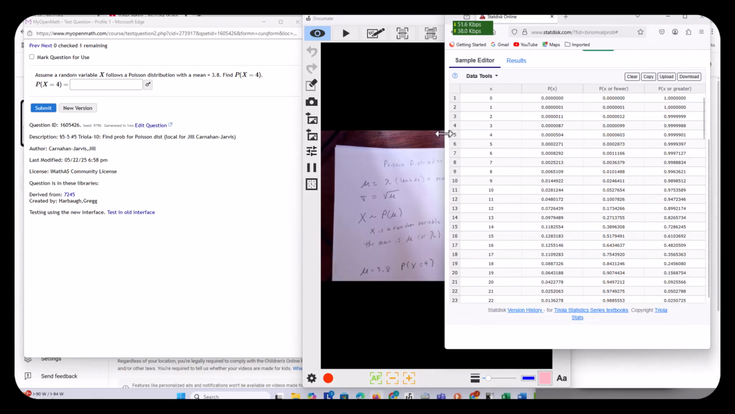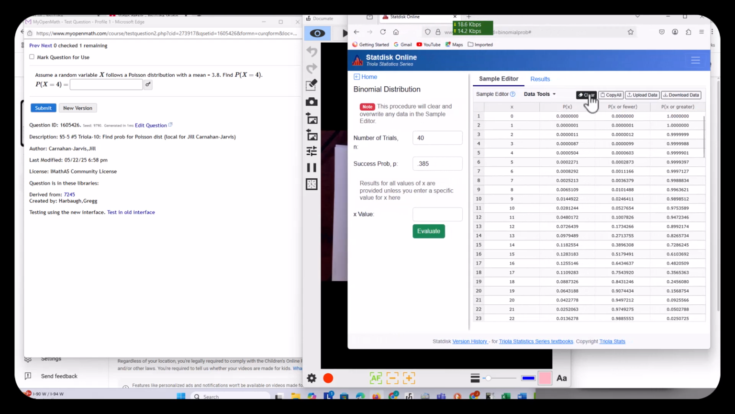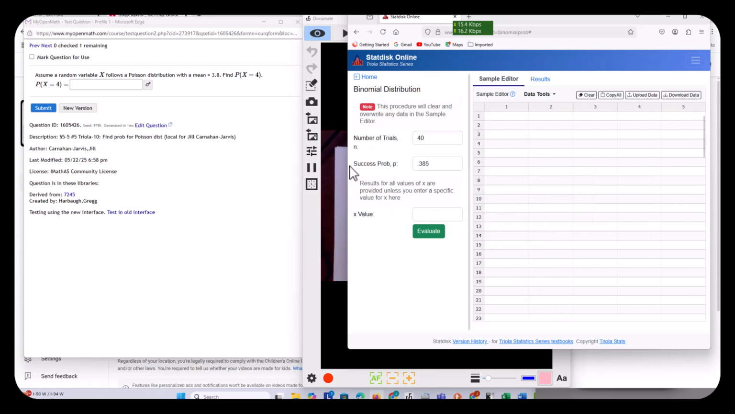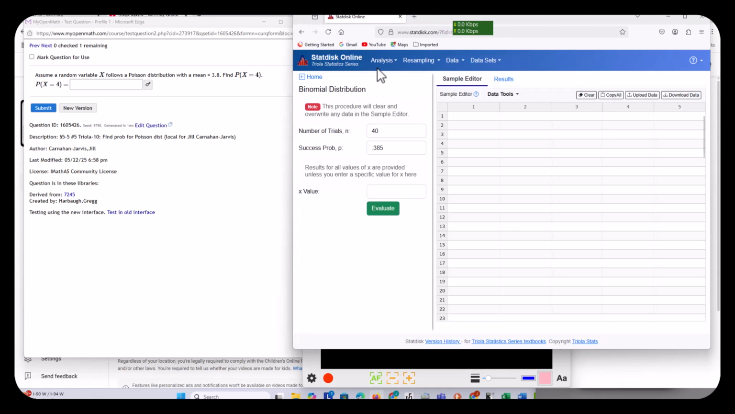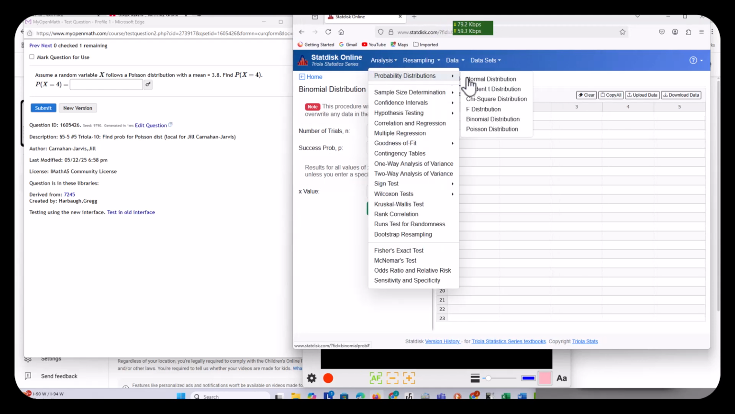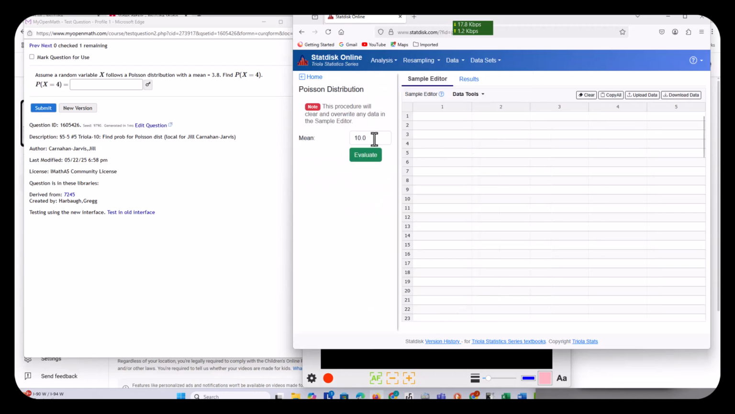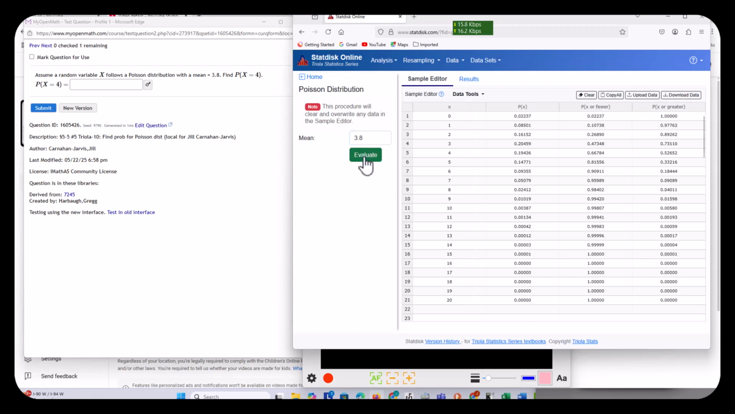I'll have to make this just a little bigger, so I can grab hold of some stuff here. Okay, Poisson. We're given that the mean is 3.8. Evaluate X equals 4, which is equal to 0.19436. It doesn't tell me how many decimal places, so I'll probably have to add that in just a minute and fix that question.